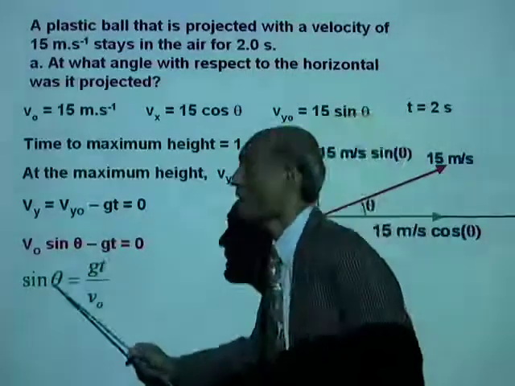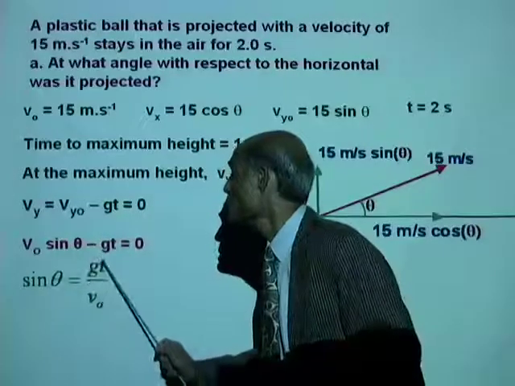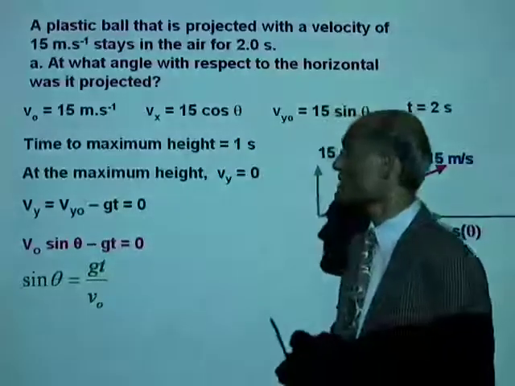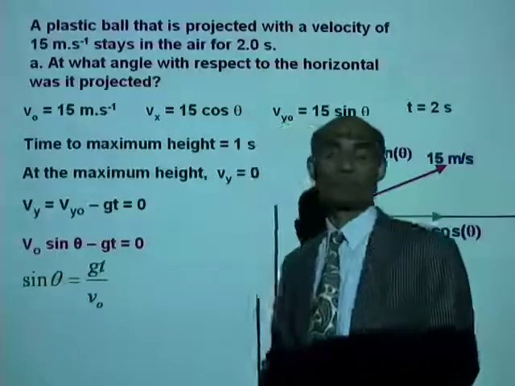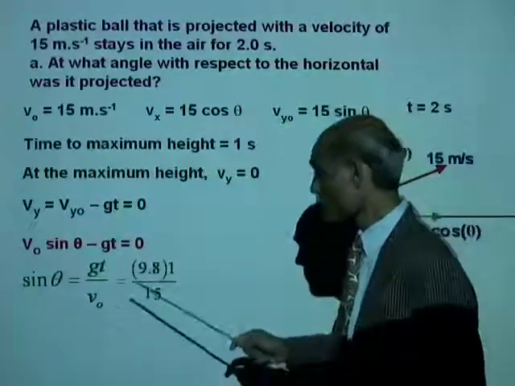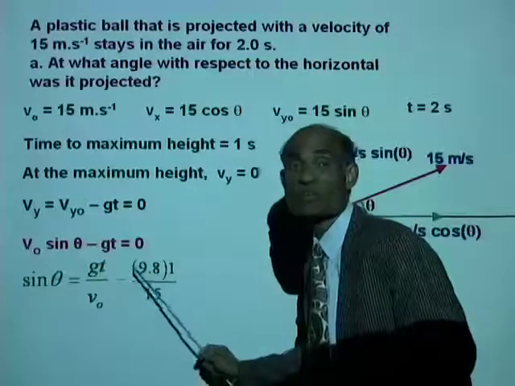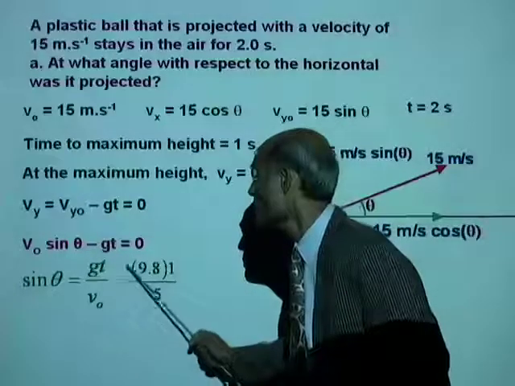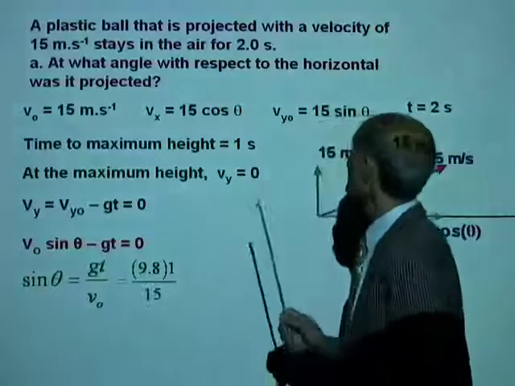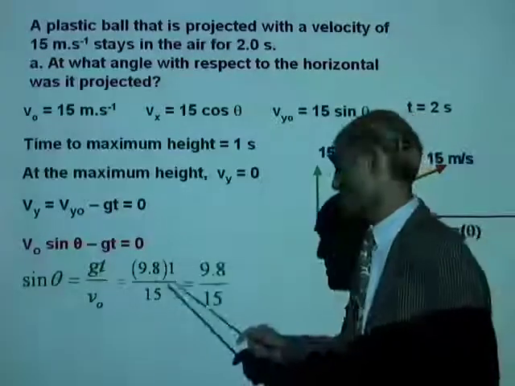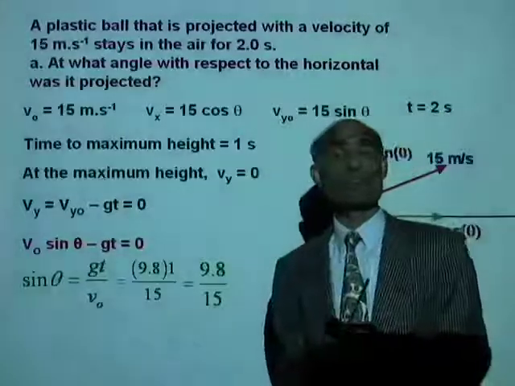And therefore, I'm going to solve for sine theta from here. Sine theta equal to gt divided by V0. That's okay? Let's leave that equation there. And, well, we know the value of gt over V0. You see, gt over V0, g is 9.8, t is 1 second, V0 is 15 meter per second. Therefore, sine theta equal to 9.8 over 15.